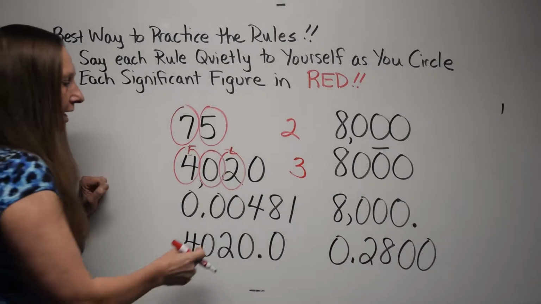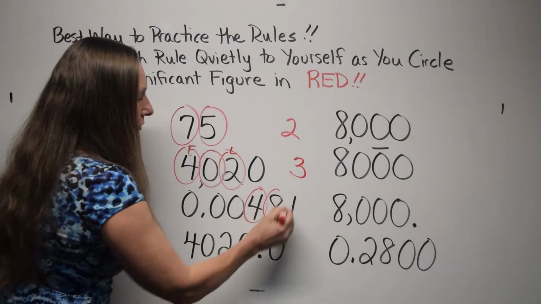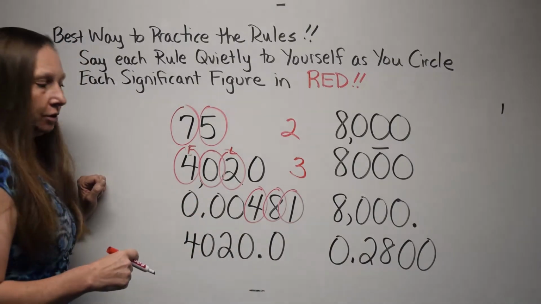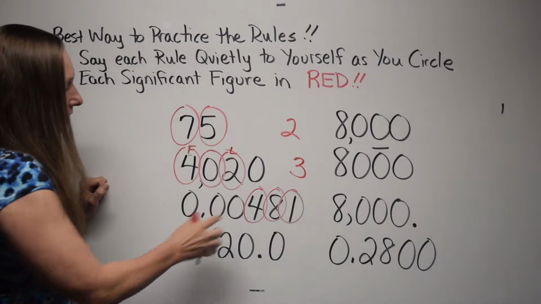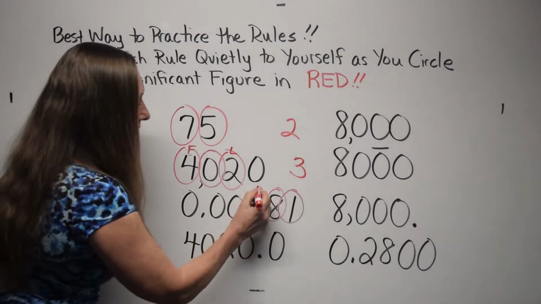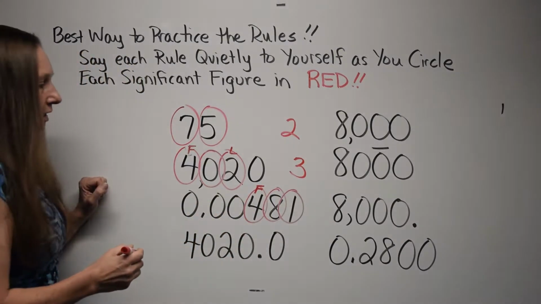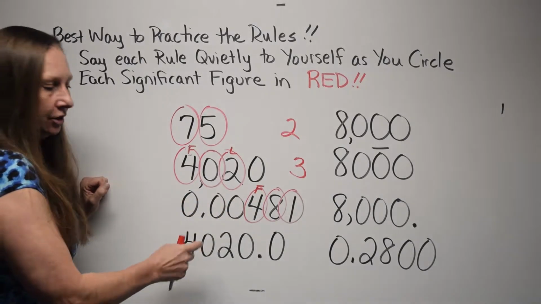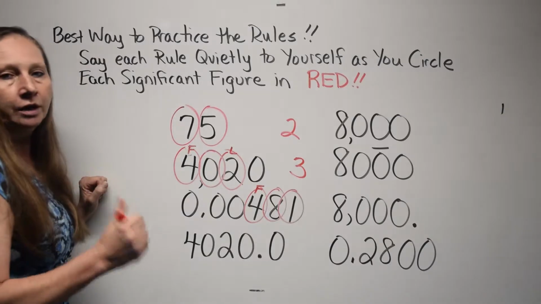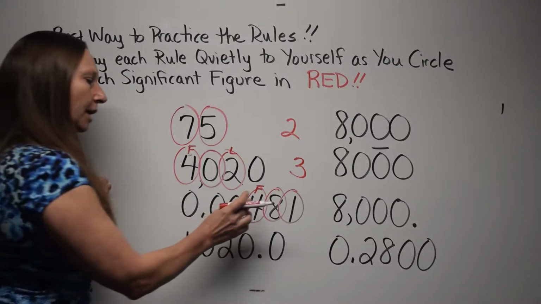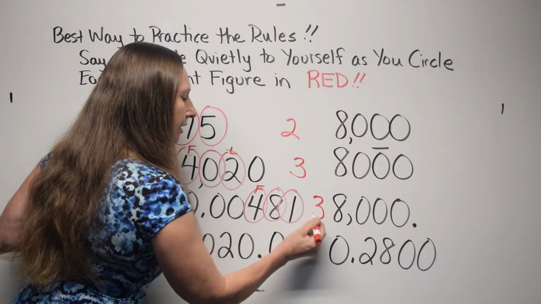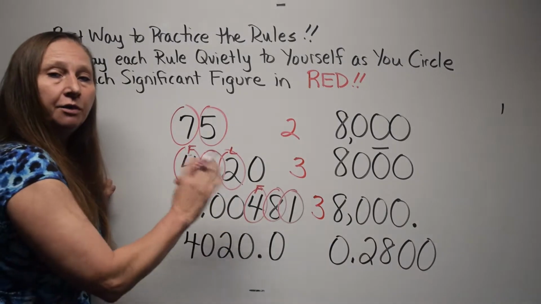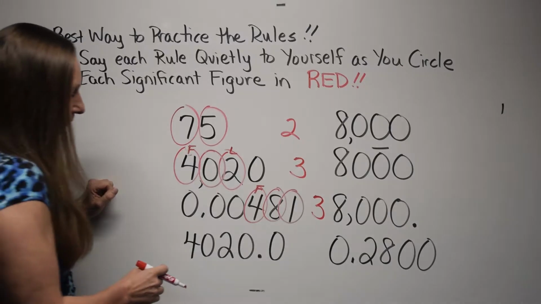Go through the rules again. Non-zeros are significant. Zeros between non-zeros are significant. There are none. Zeros before the first non-zero, F. Here's the first non-zero. Zeros before the first non-zero are not significant. These zeros are not significant. So this number has 1, 2, 3 significant figures. Again, put the number of significant figures into the box if you're using the accompanying worksheet.